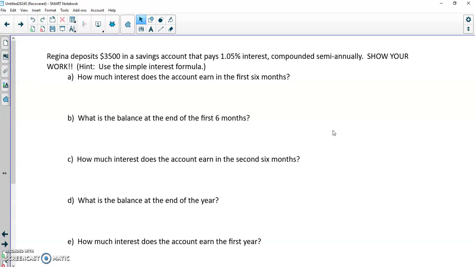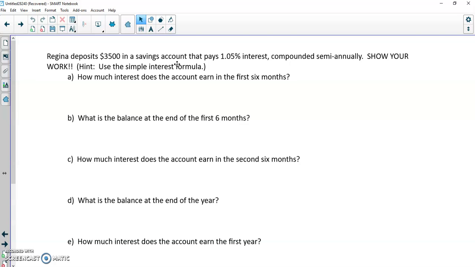So Regina deposits $3,500 in a savings account that pays 1.5% interest compounded semi-annually. So this is compounded interest. It's not simple interest. Compounded interest really deals with you earn interest on top of the interest that you earned from before. Semi-annually means you're earning interest every 6 months or every half a year. So the second half of the year, you're going to earn interest on the interest that you already earned from the first half of the year.